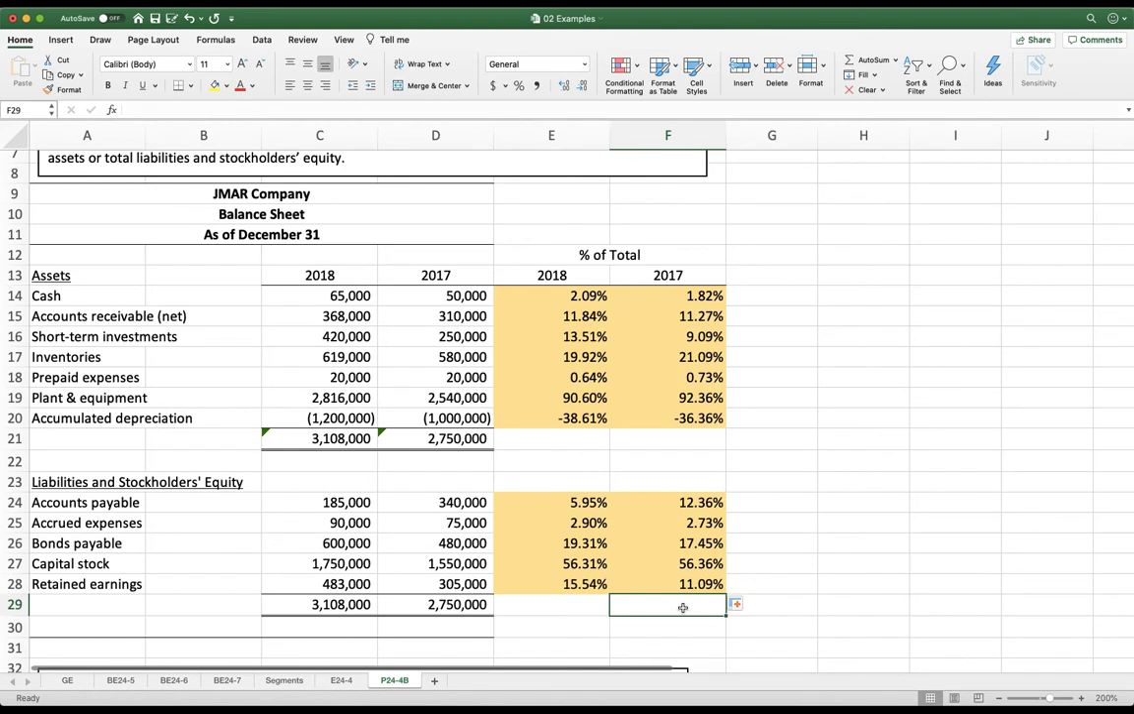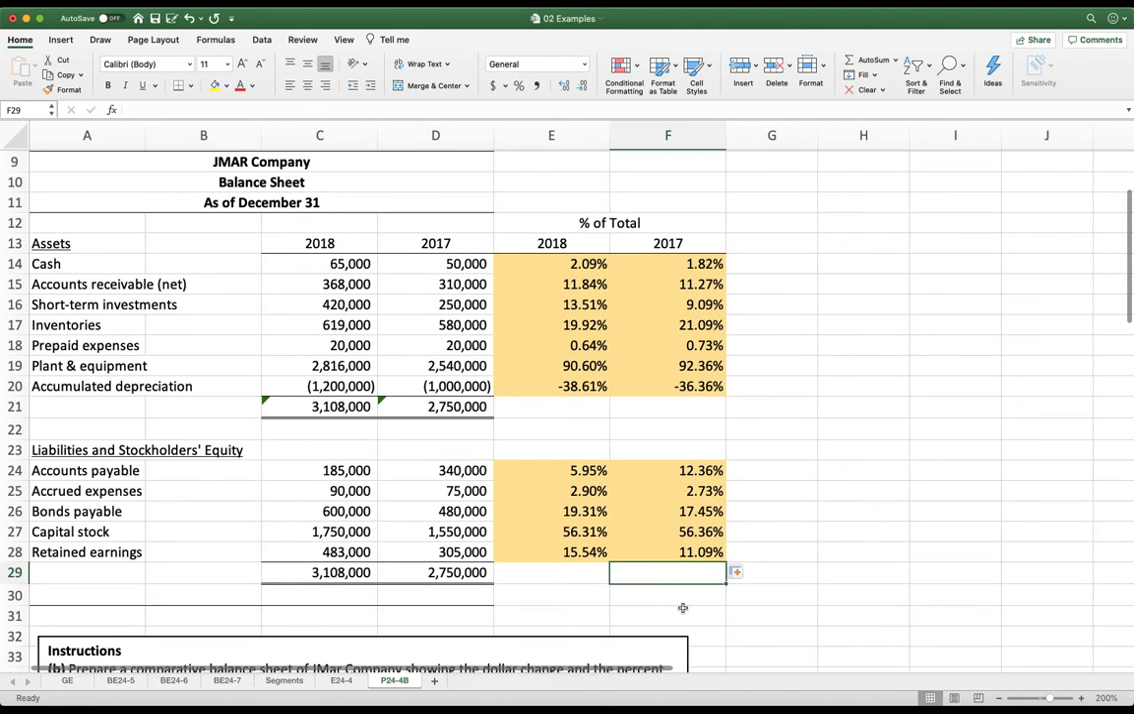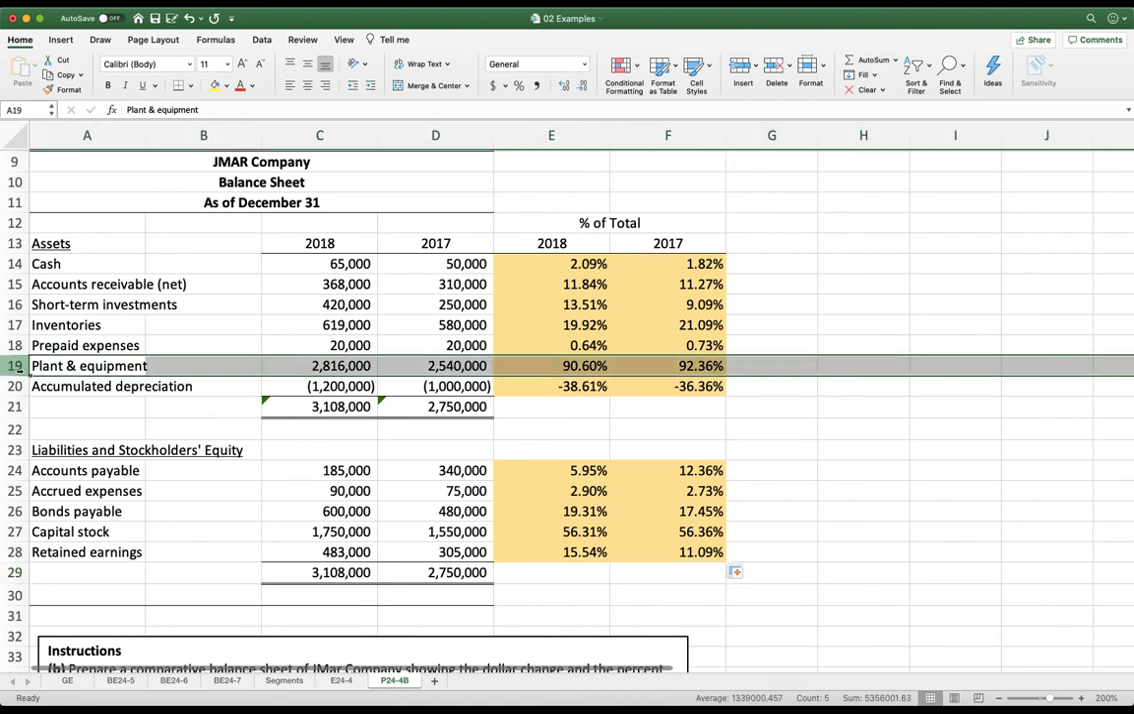Okay, so once we do this, we can take a look and see what jumps out at us. When we're just looking at the comparative balance sheets, we might not realize that the plant and equipment, for example, is so important to this company. So their major asset here is plant and equipment. Now, granted, it's net of accumulated depreciation, but it's still a significant portion of their assets.